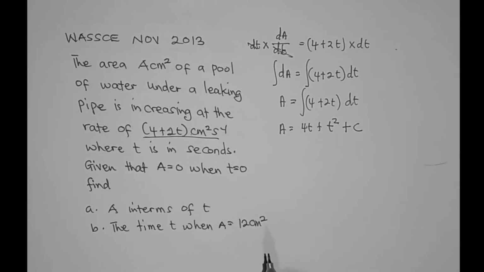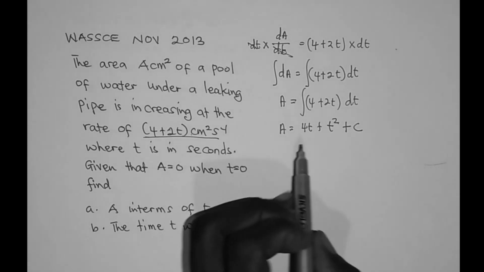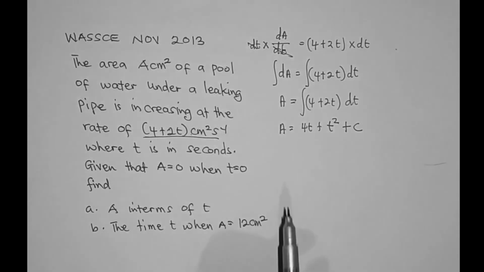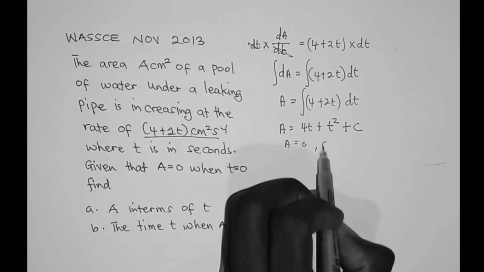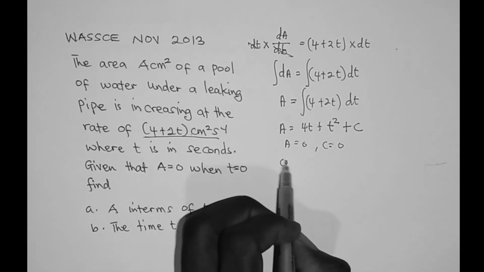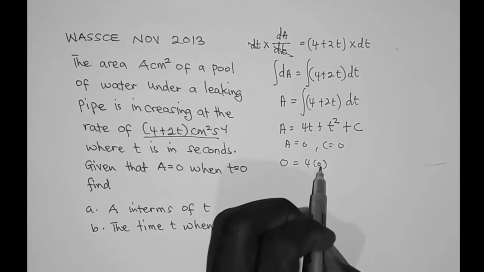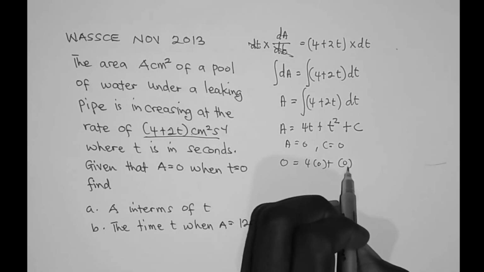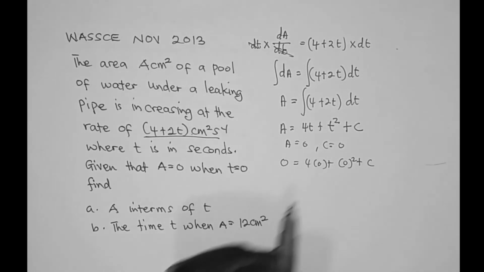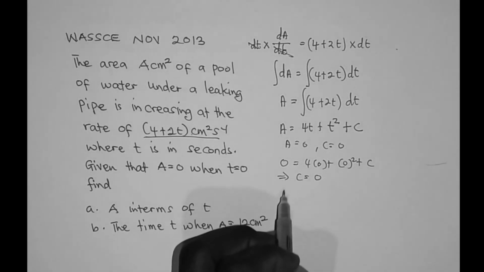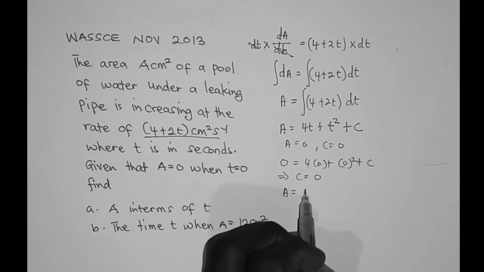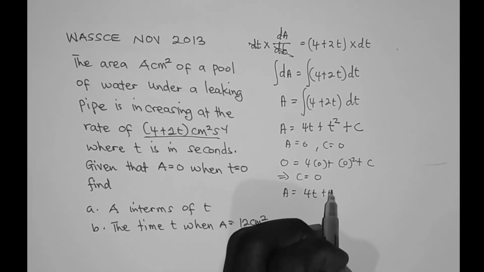But the question also says that when A is equal to 0, t is equal to 0. So let's put that boundary condition inside. So A equals 0 and t equals 0. So 0 is equal to 4 times 0 plus 0 squared plus c. This implies that c is equal to 0, and therefore the area is equal to 4t plus t squared.